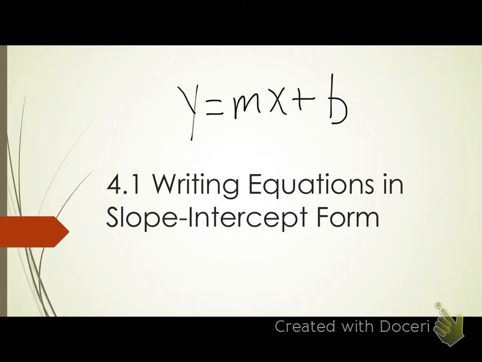If I'm writing equations in slope-intercept form, what two pieces of information do you think I need in order to write an equation in slope-intercept form? One of those is true. What does the b stand for on slope-intercept form? Y-intercept. So I need a y-intercept. What else do I need? A slope. If I have those two pieces of information, I can write my equation in slope-intercept form. Does that make sense? Okay.